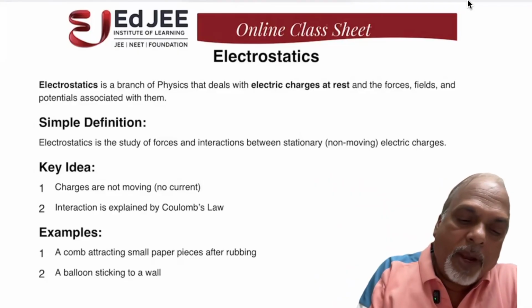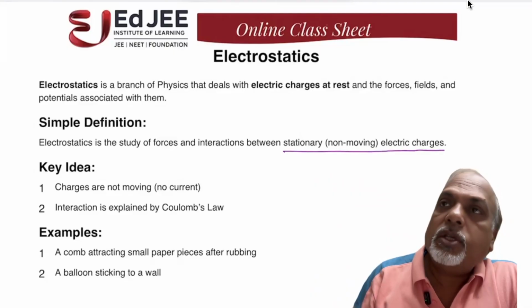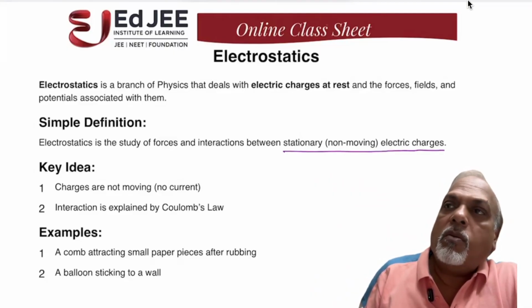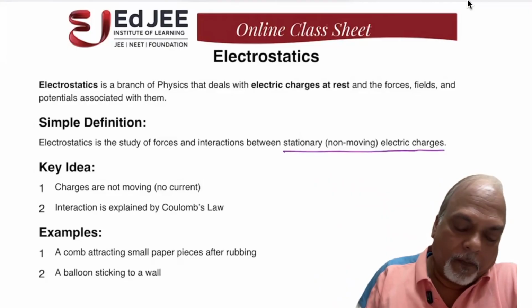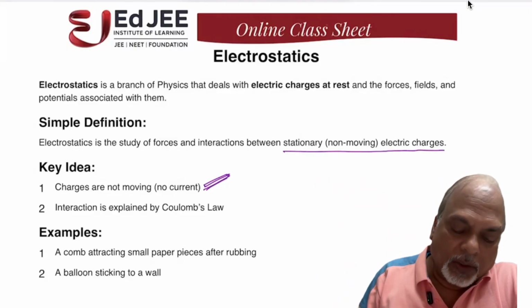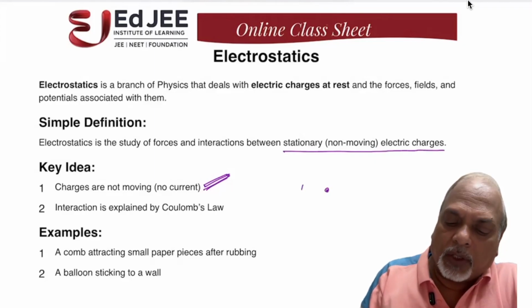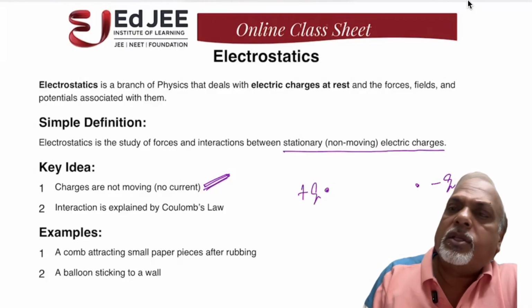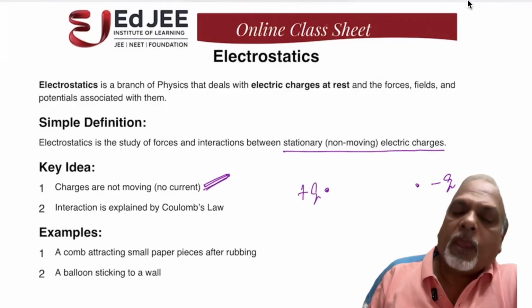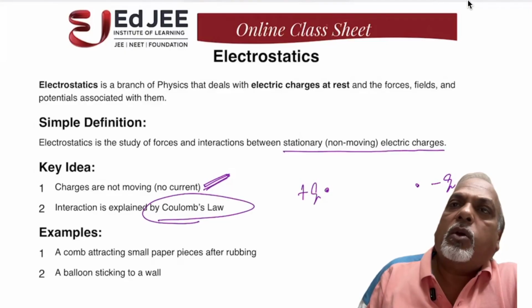So our main thing is we are talking about stationary, non-moving electric charges, correct? So charges are not moving, because we are talking about stationary charges and the interaction between the charges. Suppose one charge is there, a plus charge, and a minus charge is there. There will be interaction between the two charges. This we will see through Coulomb's law.